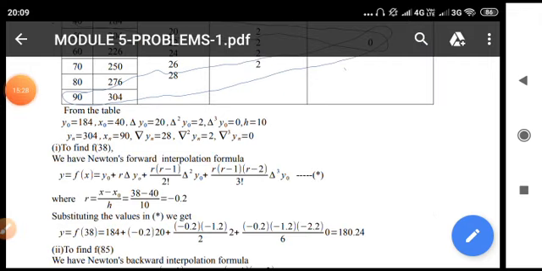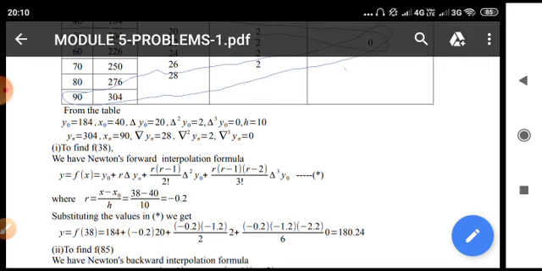First we find f of 38. To find f of 38, students, we have to use Newton's forward interpolation formula, which is given by y equal to y naught plus r times delta y naught plus r into r minus 1 whole divided by 2 factorial delta square y naught plus r into r minus 1 into r minus 2 divided by 3 factorial multiplied by delta cube y naught. Call this equation star.